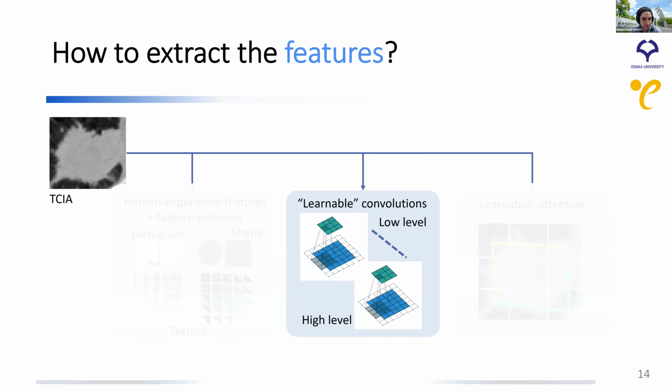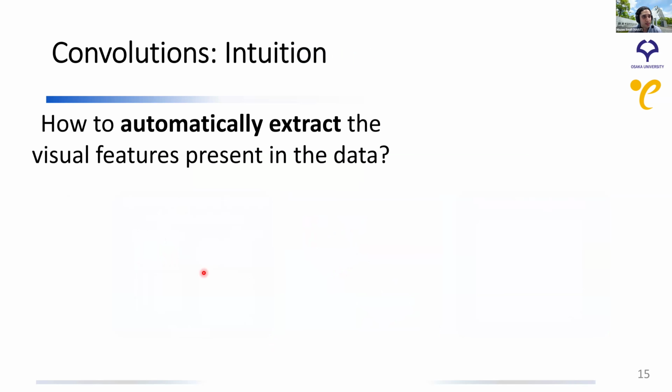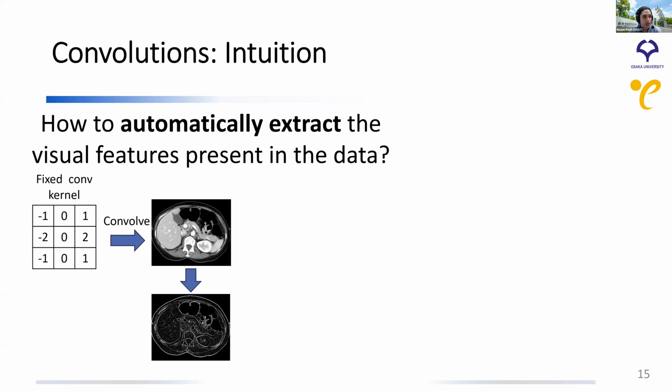First, the convolution ones. Here I termed this convolution. It's very famous to be called just convolutions, but I would like to emphasize the word learnable convolutions here. The intuition behind the convolutions is how to automatically extract the visual features that represent the data. Assuming that you have a fixed kernel, I think many of you are already familiar with these kernels because they are widely used in simple image processing tasks. We design the weights of this kernel and convolve it with the input image in order to produce an image that has a specific feature. For example, here I'm using a Sobel kernel to produce an edge-enhanced image.